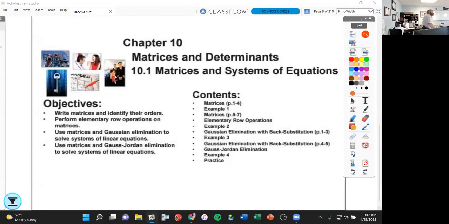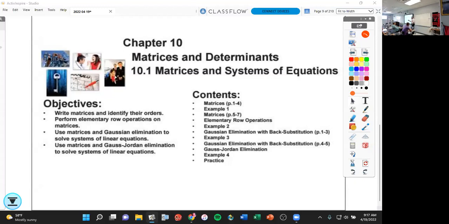Okay, so the last chapter we're dealing with in this course is chapter 10, and it's all having to do with matrices. We're going to talk about matrices and determinants. Today, we're going to talk about matrices and systems of equations, writing a system of equations as matrices. You might have seen this before.